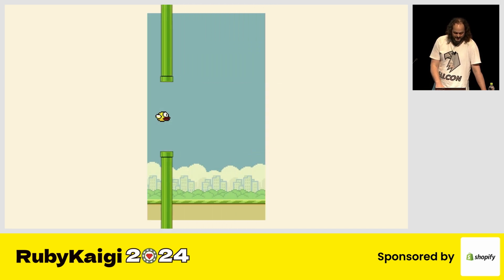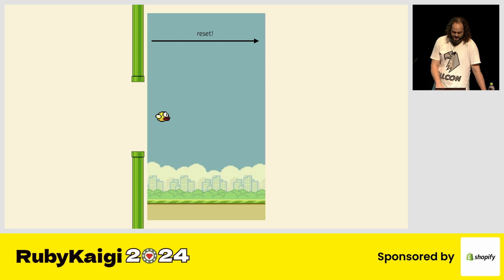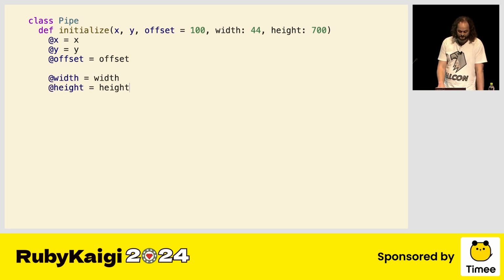As we move the pipes to the left, we also have a reset mechanism which moves them back to the right side. This repeats over and over again, giving the illusion of a continuous stream of pipes. So let us now implement our pipe class. Similarly to bird, we define our coordinates, which include the origin, x and y, and the offset, which is the distance from the origin to the pipe segments, and the size, width, and height of the sprite.